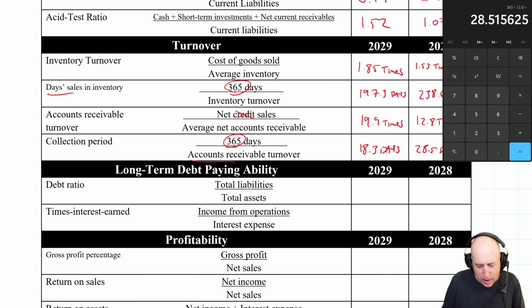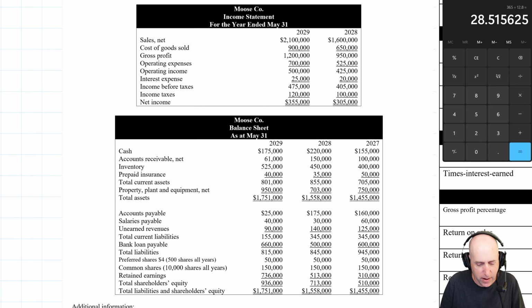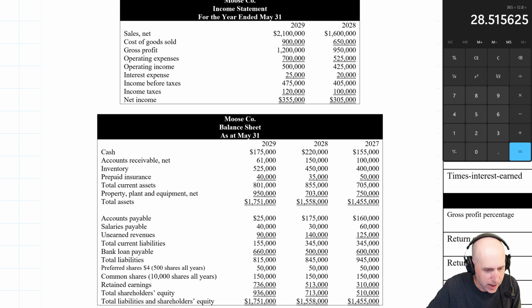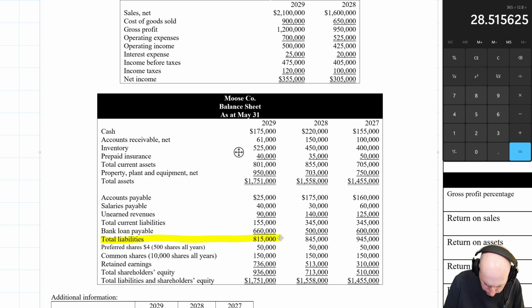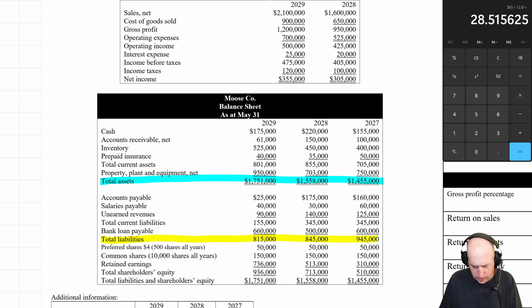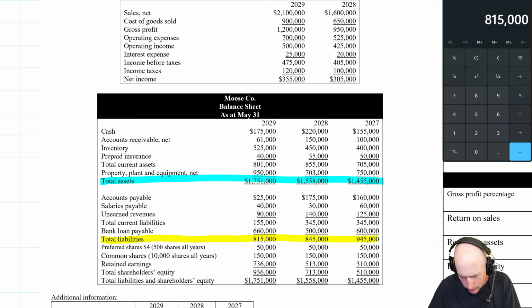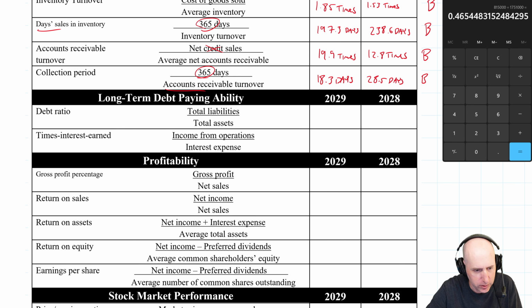Long-term debt paying ability, the debt ratio. This is just how much debt do we have? And here, bigger is going to be worse, right? Less debt is less risky, and we're going to say worse. Again, don't tell your finance professor I said that. So it's total liabilities divided by total assets. Total assets, not total current assets, but total assets. Take the yellow one divided by the blue one, 815 divided by 1751, 46.5, and this is a percent, 46.5% for 2029.